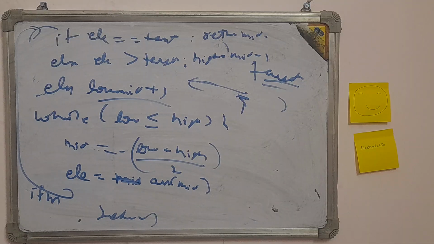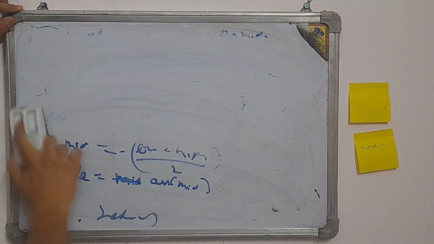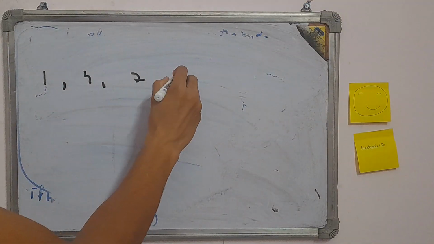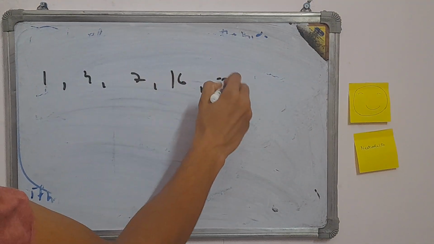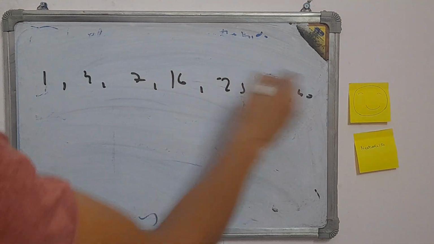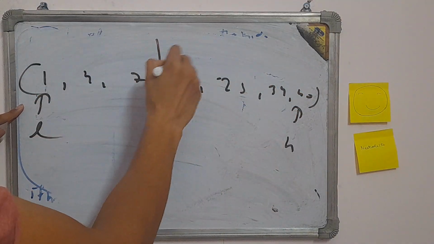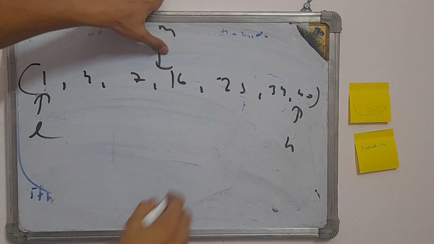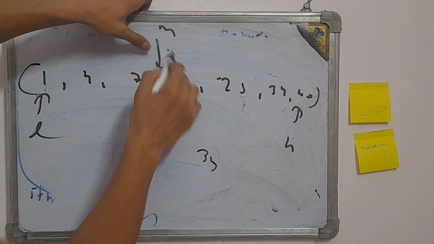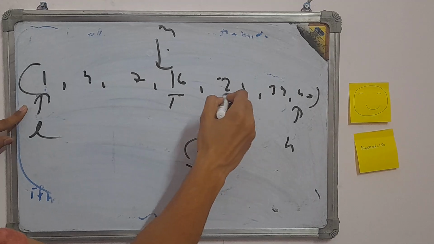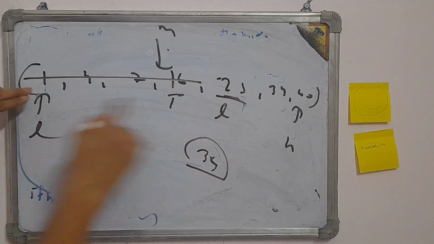So let me show you how this code works in real life also. One last example. Let's say the array is 1, 4, 7, 6, 16, 25, 34, 40. So we have low, we have high, then we have, let's say, mid here. So we know we have target as 34, so the mid is 16 and the target is 34. So we do low equal to mid plus 1. Now this becomes low because this is eliminated. So low is here.